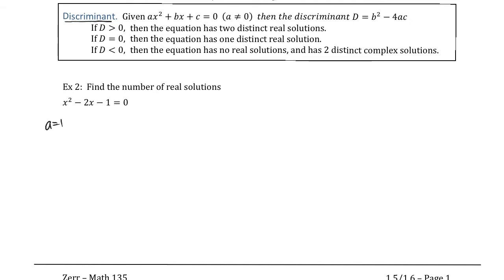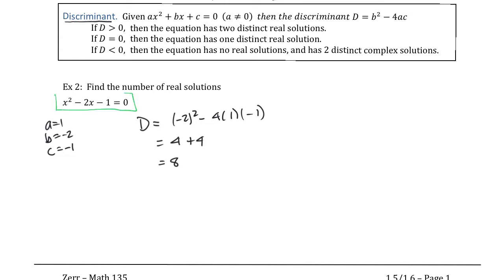So a is 1 in this problem, b is negative 2, and c is negative 1. So the discriminant is b squared, so negative 2 squared minus 4 times a times c. So this would give us 4 plus 4, and so that's 8. And us having a positive real number there tells us that in this original equation, there's going to be 2 distinct real solutions. If this had been a negative 8, we would have known that we would have had complex solutions.